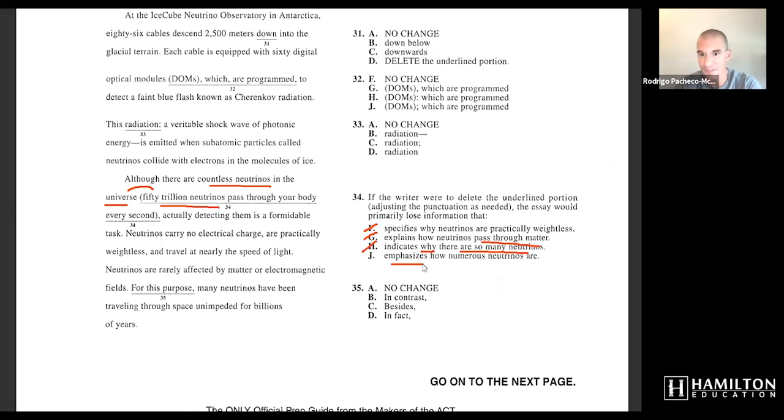J emphasizes, and we identified this as an emphasis, how numerous neutrinos are. So if we ask how numerous are they, we might say, well, 50 trillion pass through your body every second. Right, so that is the function of that parenthetical statement. This is why J is our correct answer.